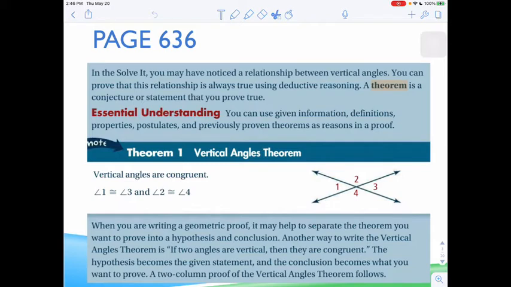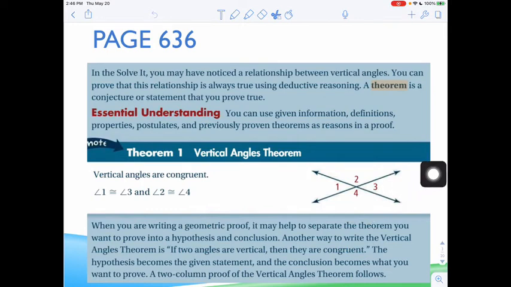So theorem 1 is the vertical angles theorem. Vertical angles are congruent. So in the diagram, angle 1 is congruent to angle 3. Here's angle 1, here's angle 3. We've previously learned what vertical angles are. And we also have vertical angles with angles 2 and 4, so angles 2 and 4 are congruent.